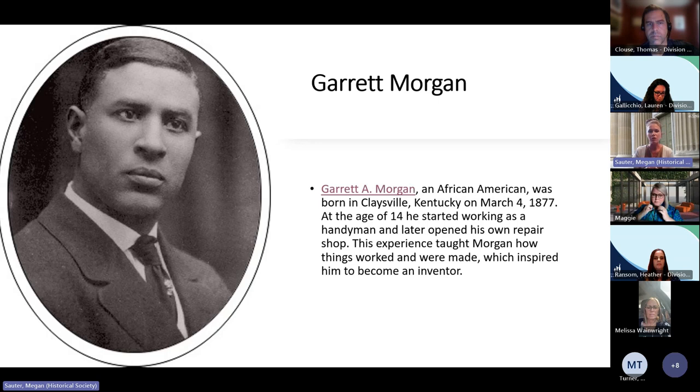Here I would open it up with the students: who wants to be an inventor? Who likes to make things? Morgan liked to work with his hands. He liked to tinker. So an inventor was a perfect career for him.